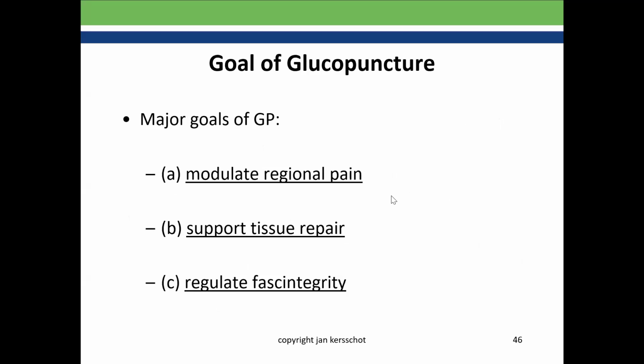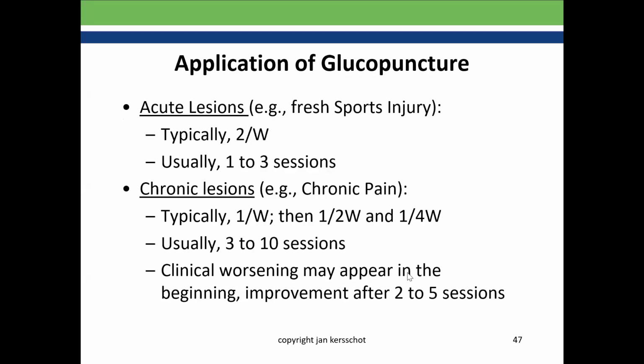So what are the major goals of glucopuncture? We want to modulate regional pain. That's maybe 80% of what we do. We support tissue repair, and recently we understand that we also regulate vascular integrity, which has biomechanical importance, and especially osteopaths and chiropractors are amazed that when we do a few sessions of glucopuncture on the fascia, their manipulations or adjustments, for example of the spine or other joints, go much more fluently.